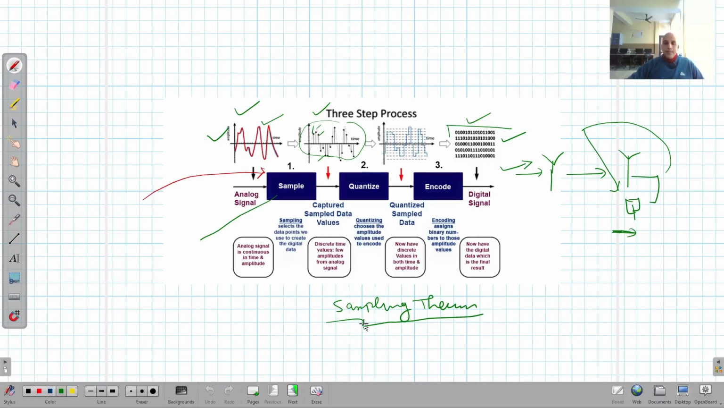In the next lecture we will start with the sampling theorem, and then we will discuss the sampling theorem for two different cases, that is for low pass signals and for band pass signals.